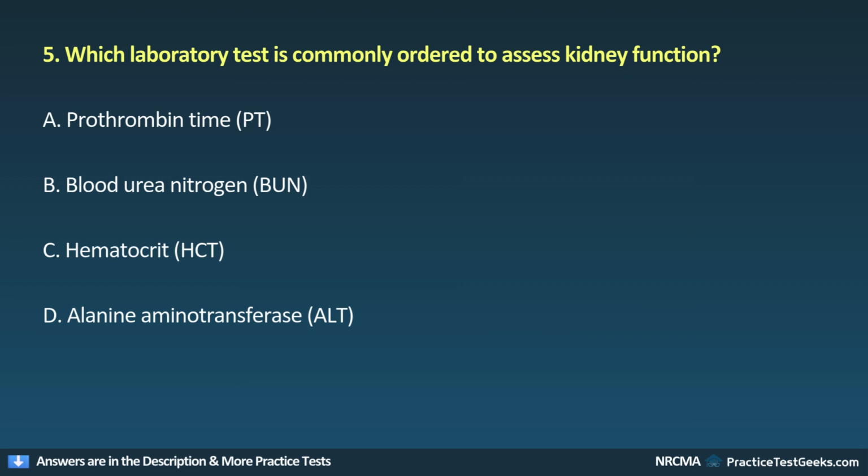5. Which laboratory test is commonly ordered to assess kidney function? A. Prothrombin time, PT. B. Blood urea nitrogen, BUN. C. Hematocrit, HCT. D. Alanine aminotransferase, ALT.